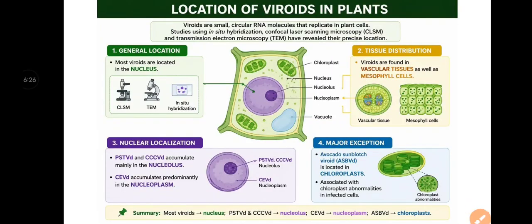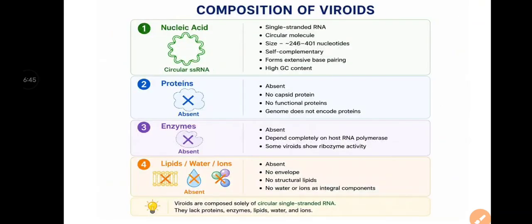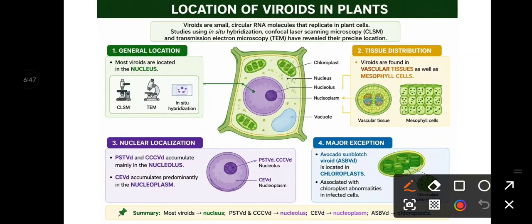Next, most important thing, localization of viroids in plant. So the first thing is how you will localize a viroid. The method to localize the viroid is by using the in situ hybridization method, confocal laser scanning microscopy, or using TEM, transmission electron microscopy. So these are the methods to study the localization of viroids in plant.